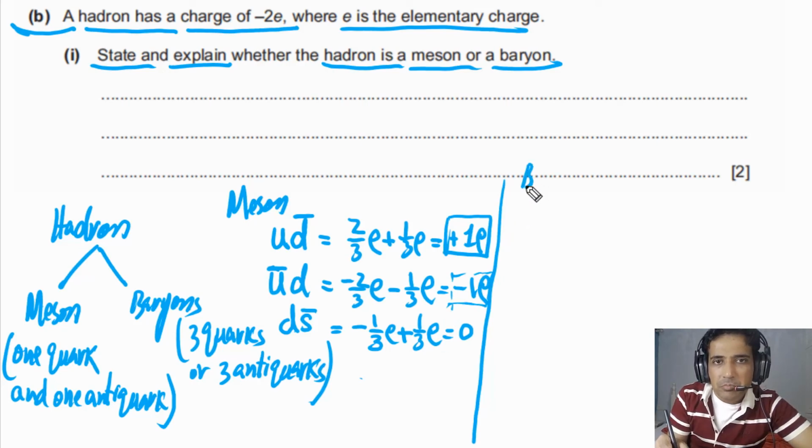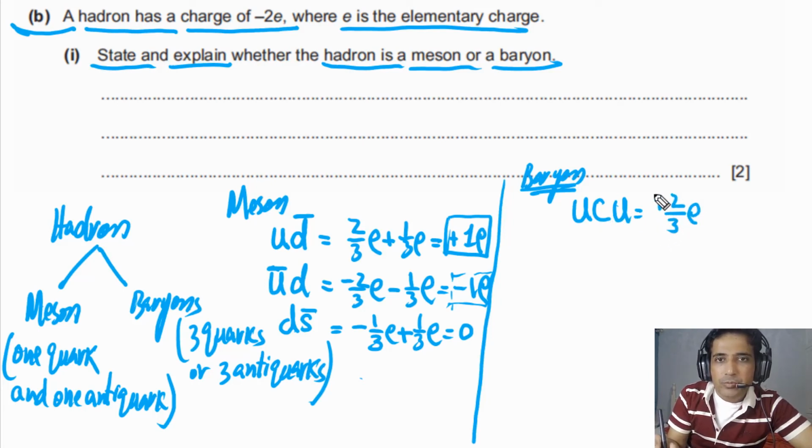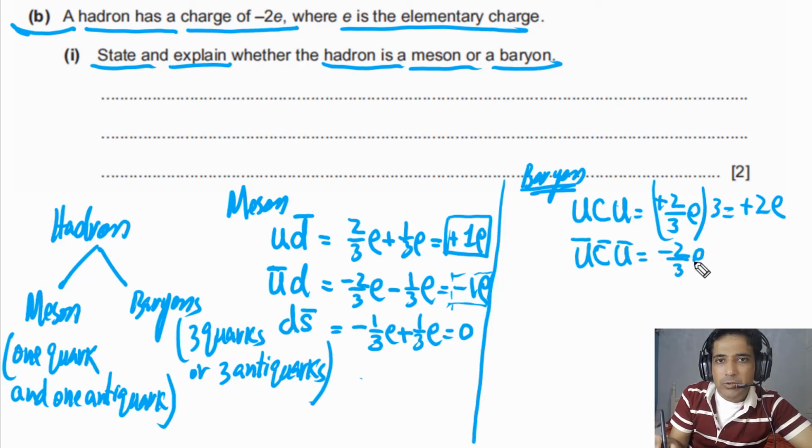Now if we talk about a baryon, a baryon consists of 3 quarks. Let's say it consists of 1 up quark, 1 charm quark and another up quark. In this case, the charge on each up and charm quark is +2/3e, and there are 3 quarks, so the charge will be +2e. It is also possible that all of them are antiquarks. So we have an up antiquark, a charm antiquark, and another up antiquark. In this case, the charge on each quark will be -2/3e, so if we multiply by 3, our answer will be -2e.